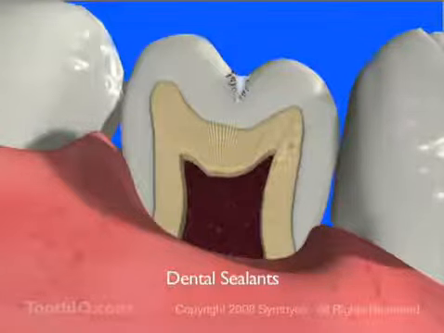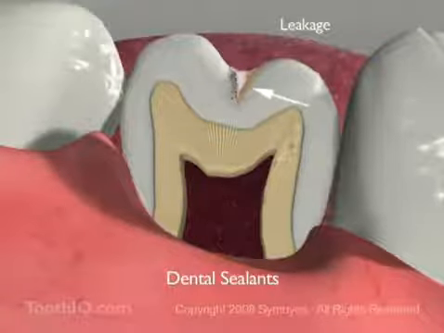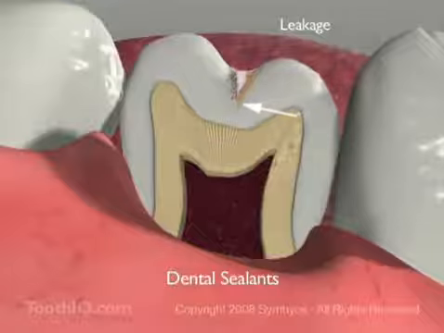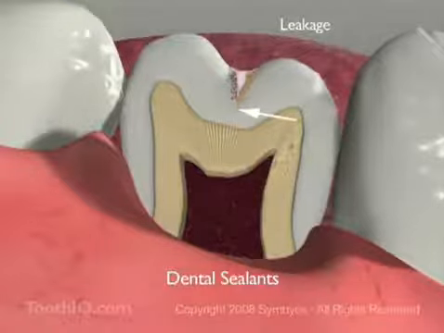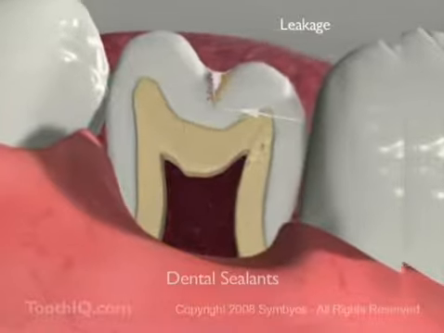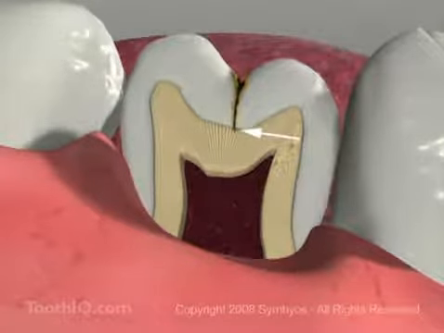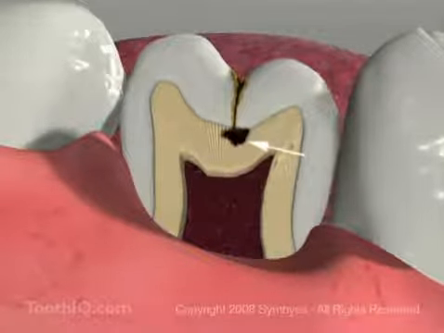But sealants do have some potential downsides. It is possible for microleakage to occur along the sealant, especially if moisture is present when the sealant is placed. If leakage does occur, it may be difficult to detect until a large cavity develops beneath the sealant.